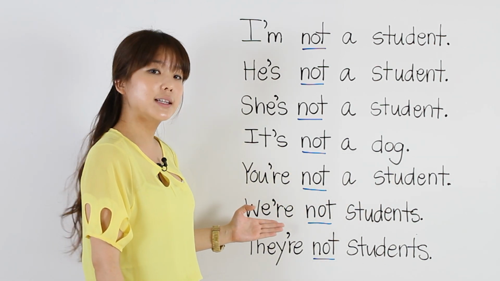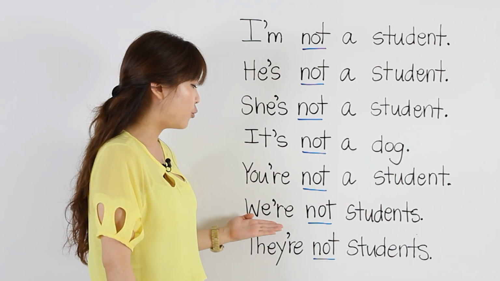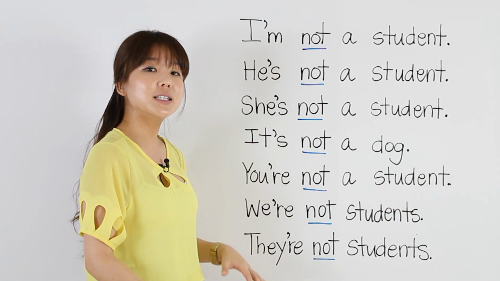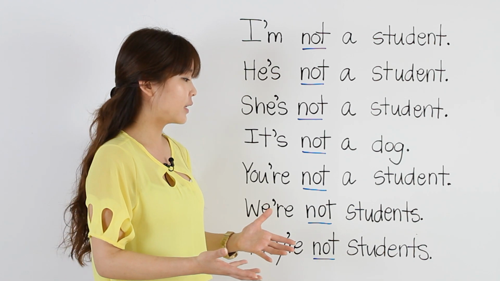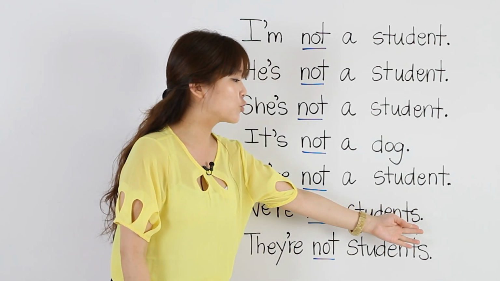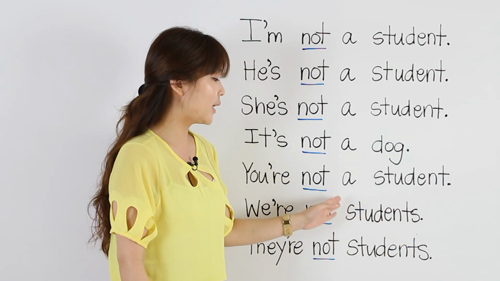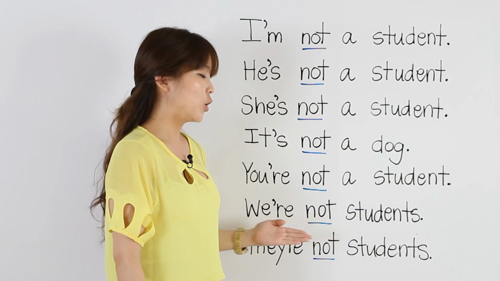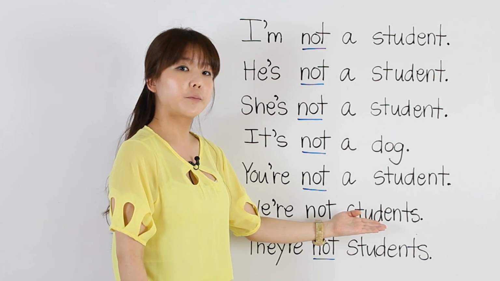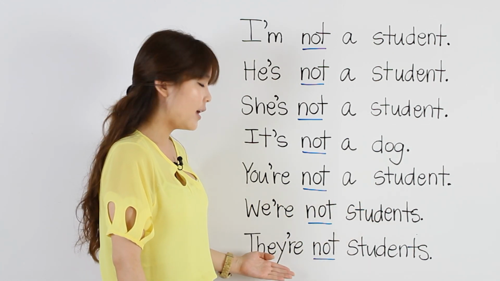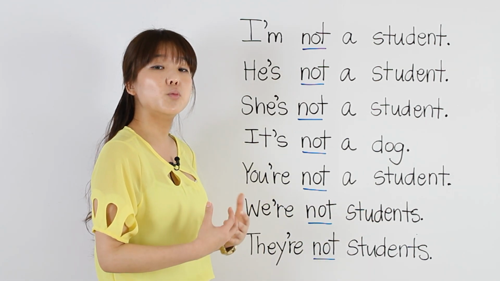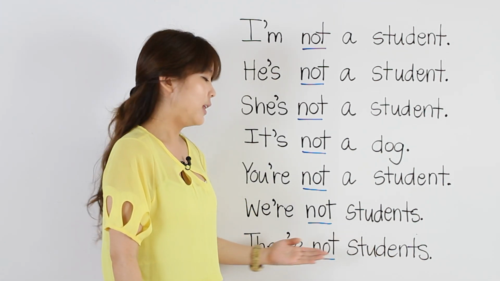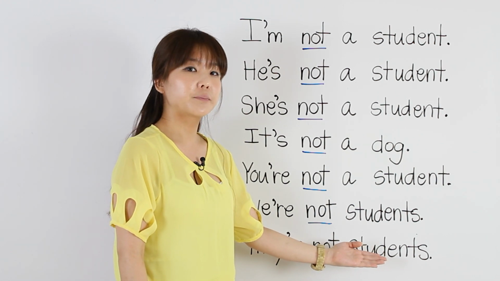The next one is a little bit different. We have we are, we're. Now, remember, we means more than one, many. Okay. So we say students. We put an S and we don't put an A in front. We're not students. Okay? And there is the same thing. It means more than one. So, they're not students.